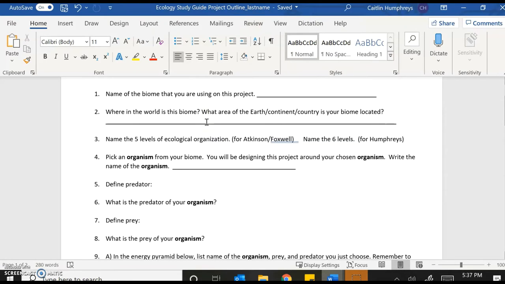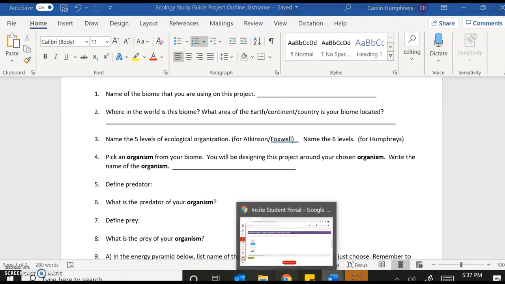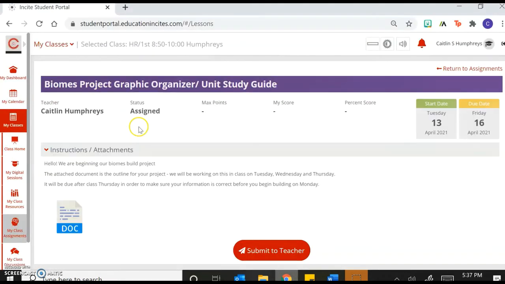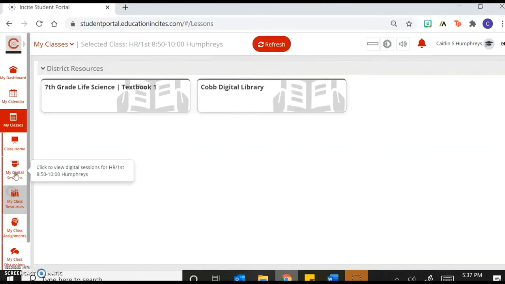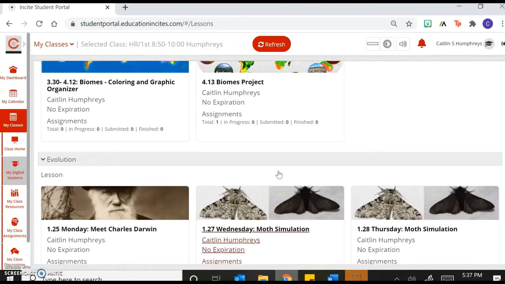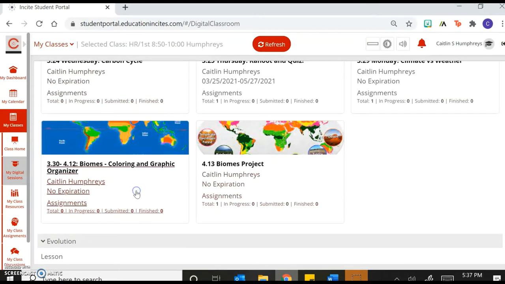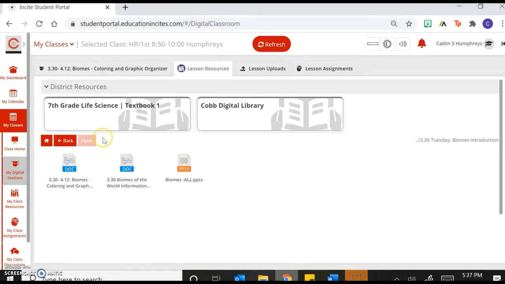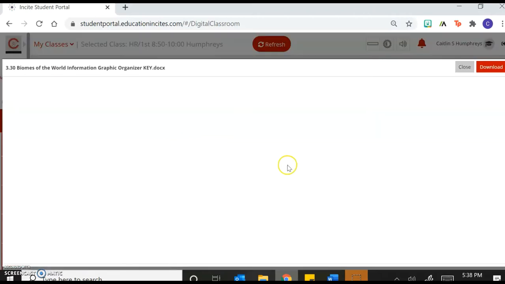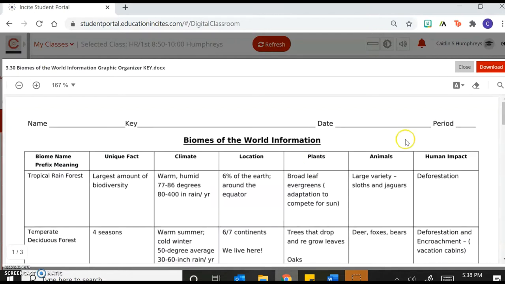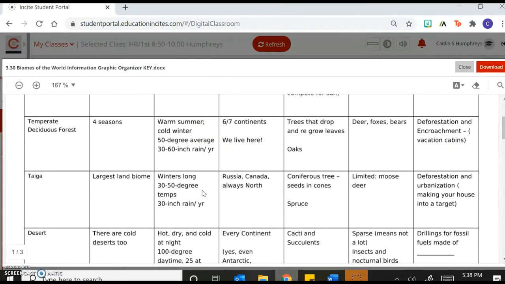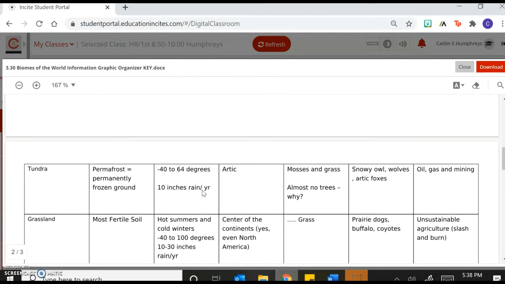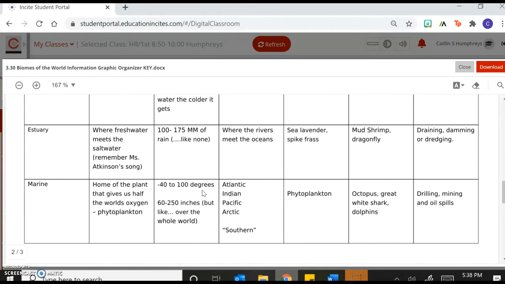Okay. Number one, name of the biome that you are using on your project. Well, we have our graphic organizer. And Ms. Humphreys, I lost that. I don't know where it is. That's okay. We're going to go to digital sessions where it says graphic organizer right here. And here in lesson resources, you have to do this open thing, is your answer key with all of your biomes. So I'm just going to open that for reference, and I can choose tropical rainforest, temperate deciduous, taiga, desert, tundra, grassland, savanna, freshwater, estuary, or marine.